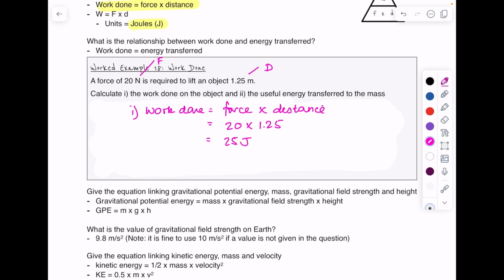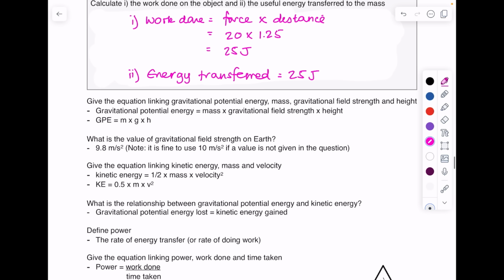And what is the useful energy transferred to the mass? They want you to realise that due to the fact that the units of work done and energy are the same, the useful energy transferred, assuming 100% efficiency, will also be 25 joules. Then we have the equation gravitational potential energy is mass times gravitational field strength times height. So our unit for energy, remember, is joules.